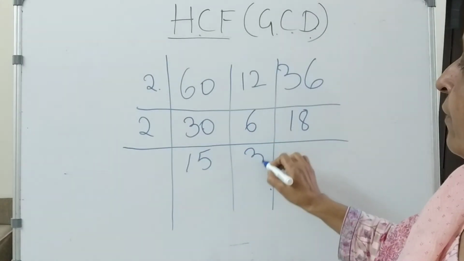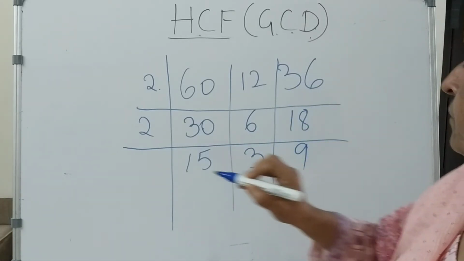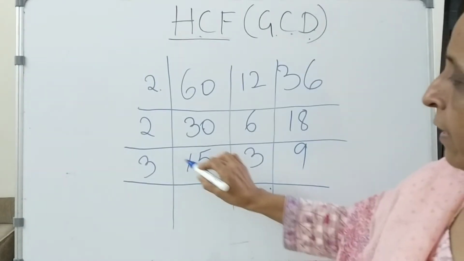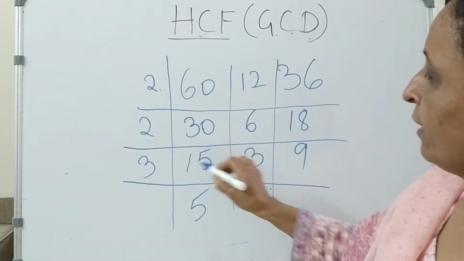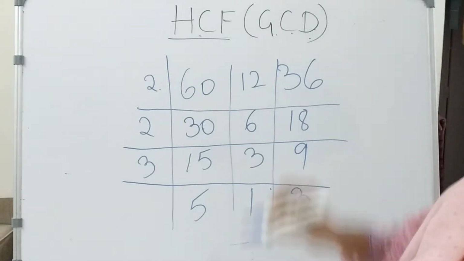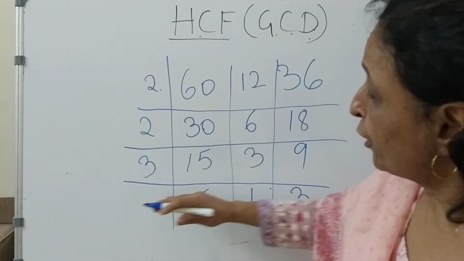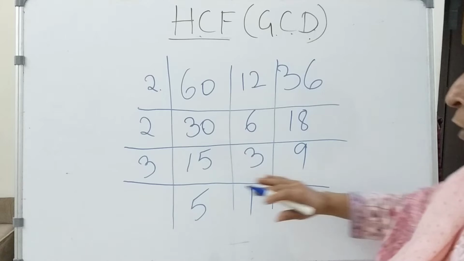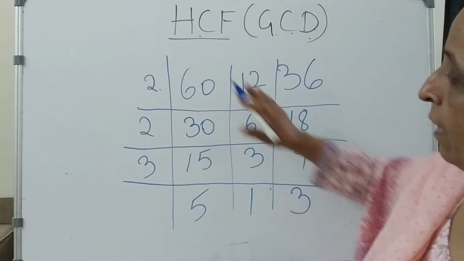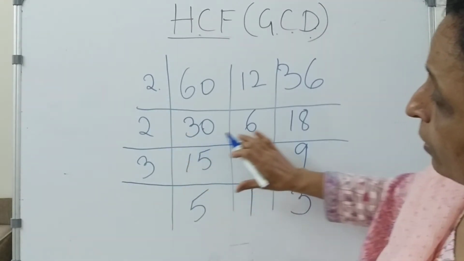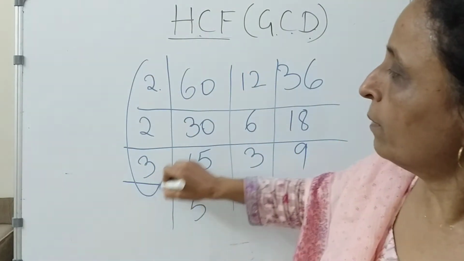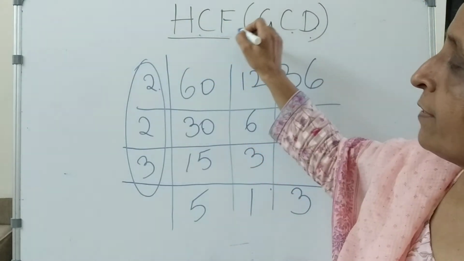You get 3, you get 9. Now you divide by 3. Here you get 3 5s are 15, 3 1s are 3, 3 3s are 9. Now further you cannot divide. So these are the numbers which are not divisible. Up till when all the three are divisible by the same number, those numbers form the HCF.